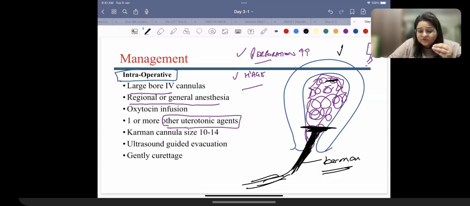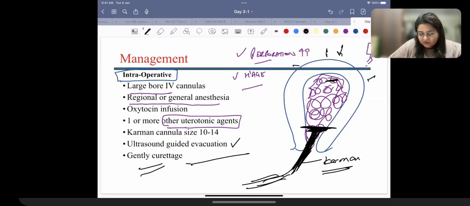Okay, the oxytocin is going to help contract the uterus so that she doesn't bleed. That's the important thing you have to keep in mind. And it has to be ultrasound guided, so you know when to stop the procedure when everything has come out. Also, at the end of the procedure, you will do a gentle curettage.